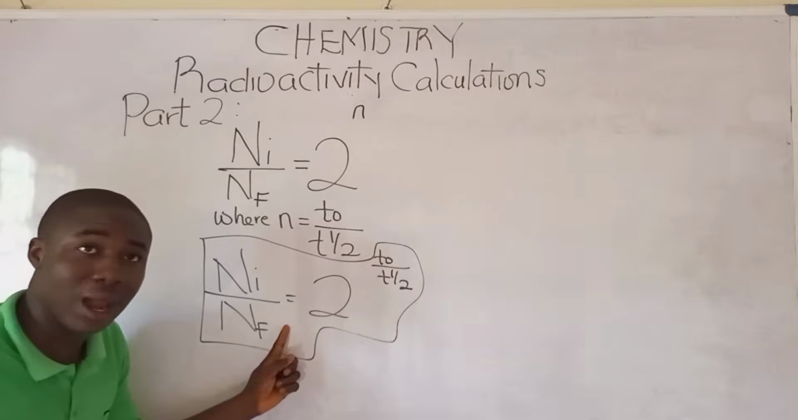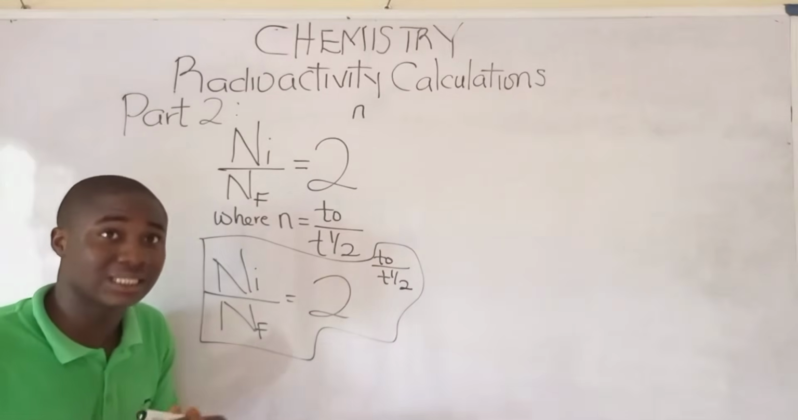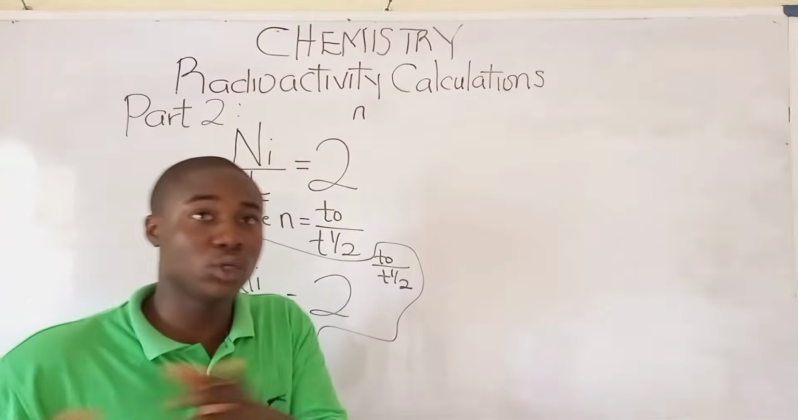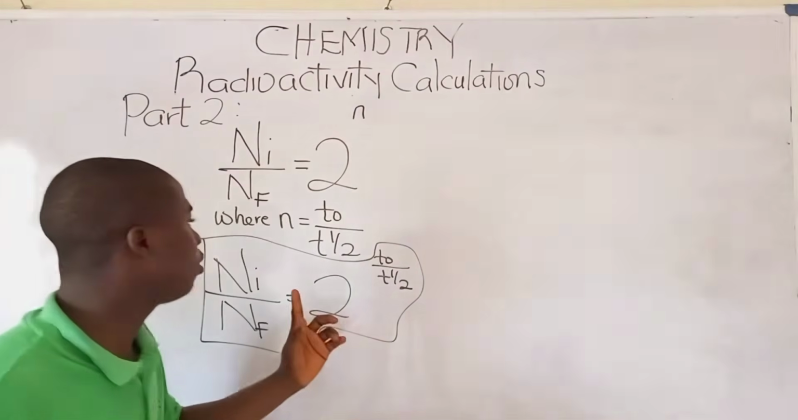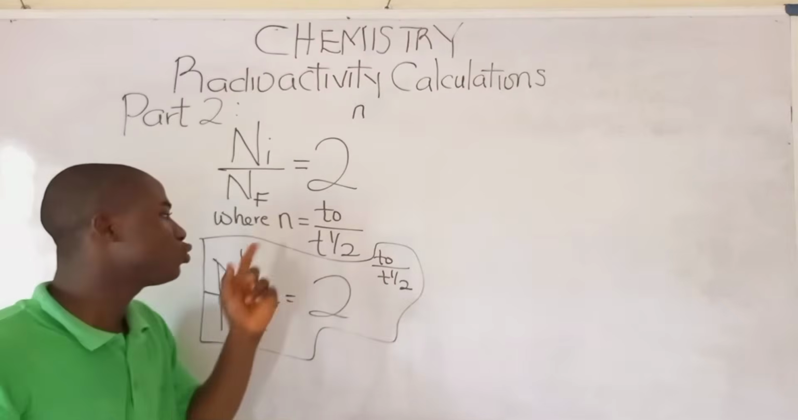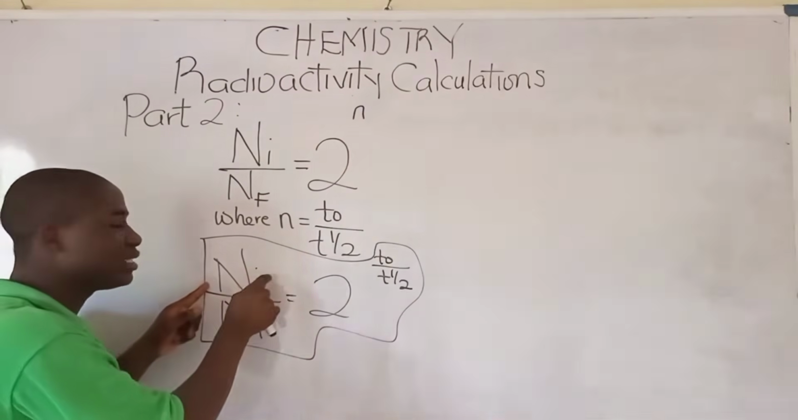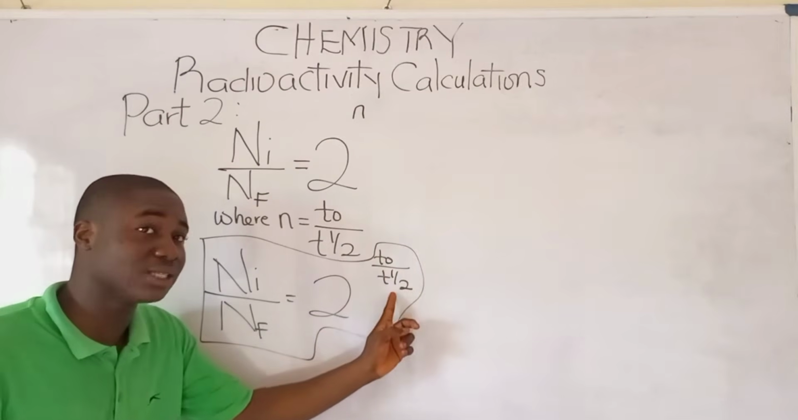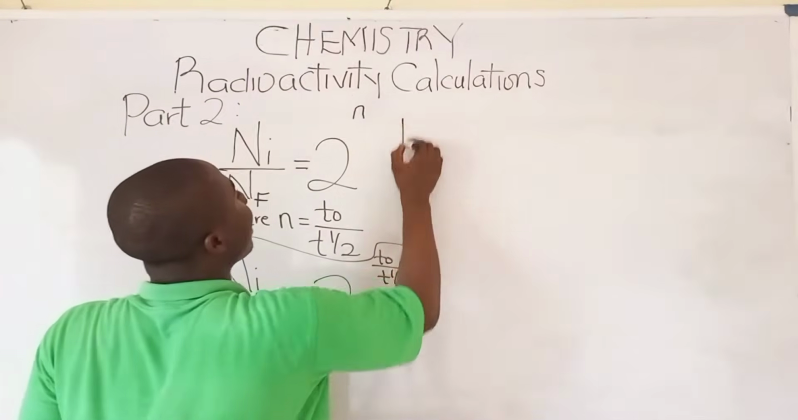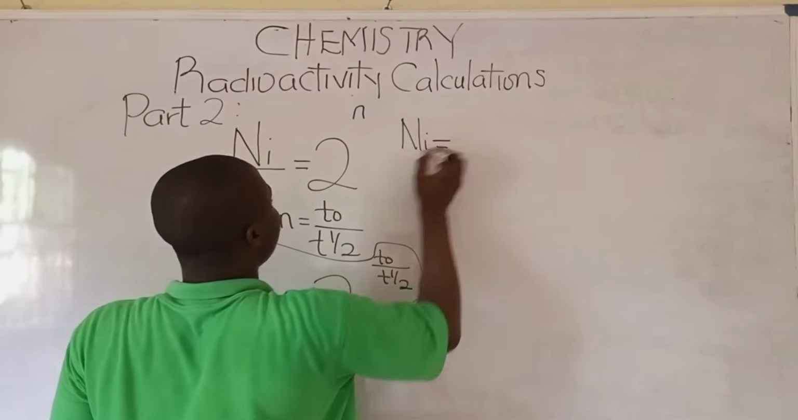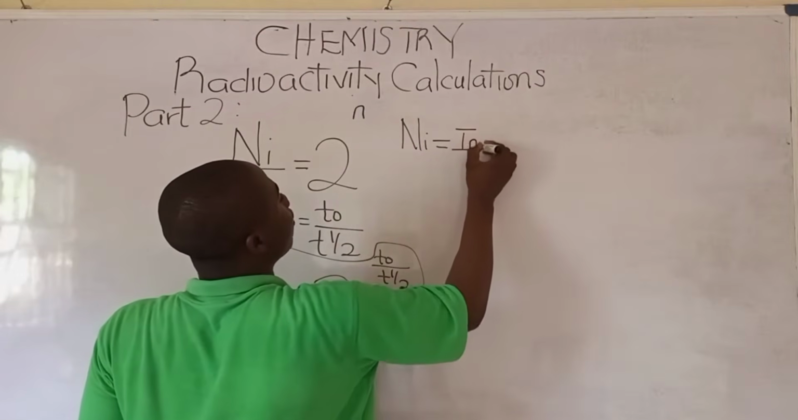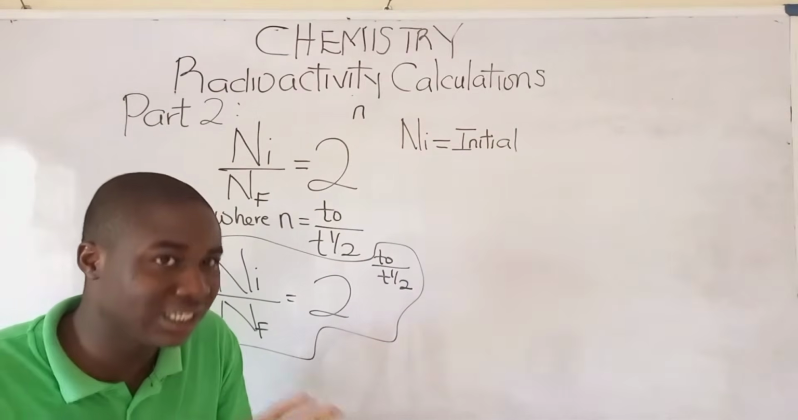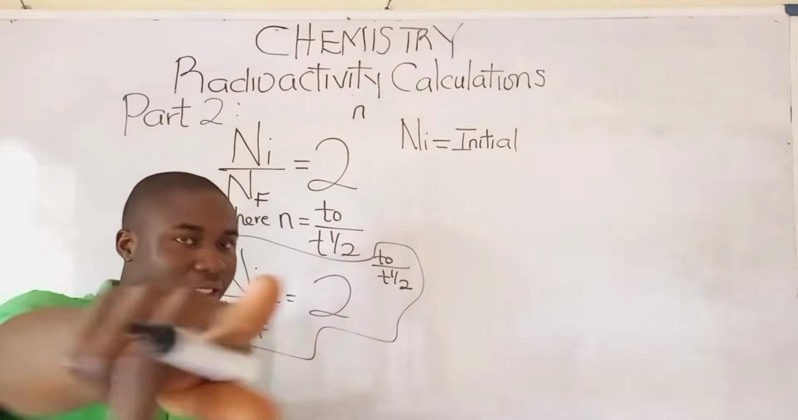So this formula is very important in solving problems under radioactivity, which we'll be seeing soon. So you must take note of this formula. So ask yourself, what is Ni? What is Nf? What is T naught and what is T half? Ni is basically initial. Remember, in science, any time you see I, you just know it's initial. And whenever you see F, you know it's final.